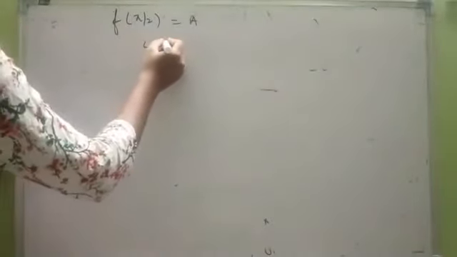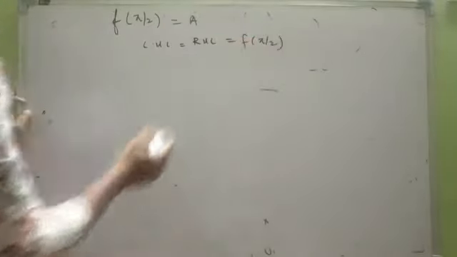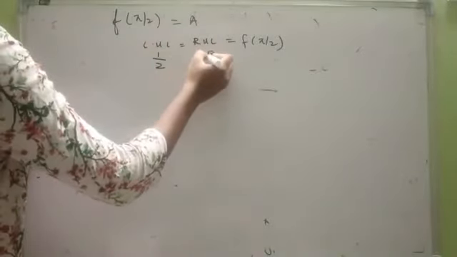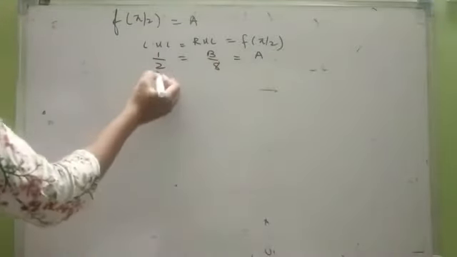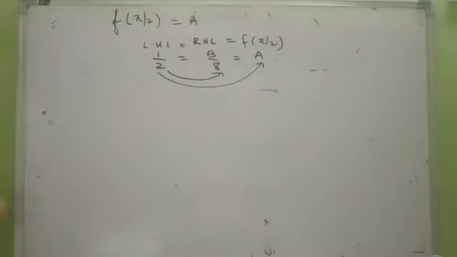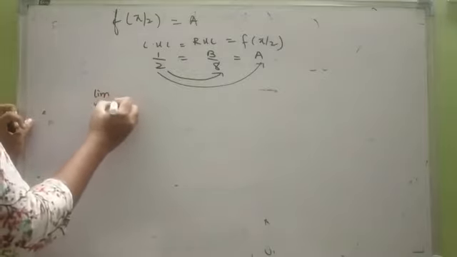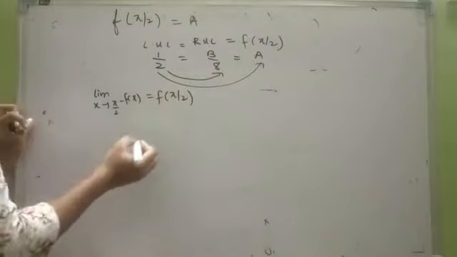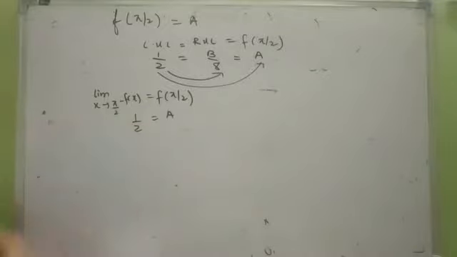So that will be left hand limit equal to right hand limit is equal to f of pi by 2. So left hand limit, how much had you got? Half. Right hand limit b upon 8 and this will be a. All the answers will be equal. So what you can do, equate this and equate it to this. Okay, so limit x tending to pi by 2 minus f of x is equal to f of pi by 2. So how much will you get? Half is equal to a. So the value of a will be half.